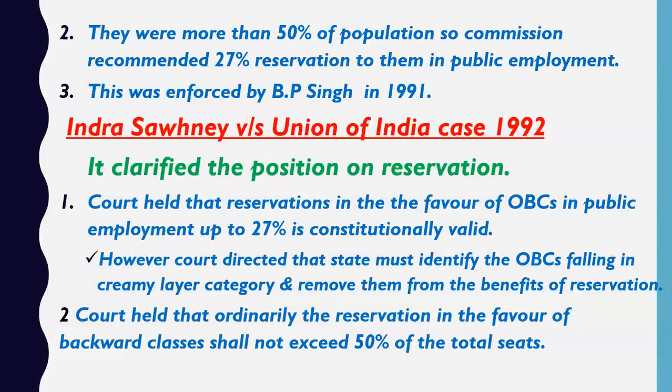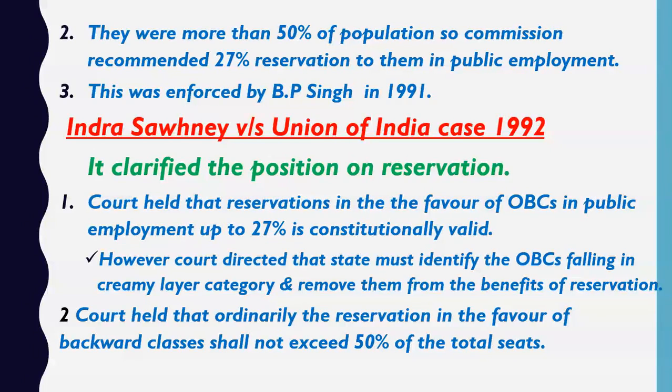So the Supreme Court said that it is the duty of the government to identify the OBCs who are falling in the creamy layer category and remove them from the benefits of reservation, because they do not need reservation. So when you become an IAS officer, your children will not need the reservation. Okay. Then what was the second thing?